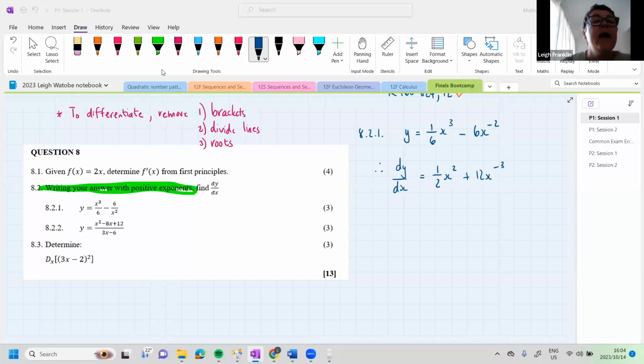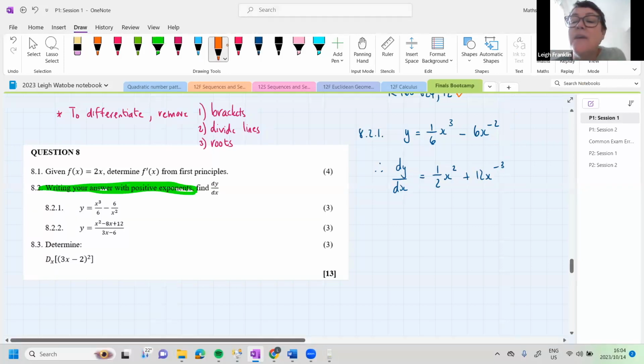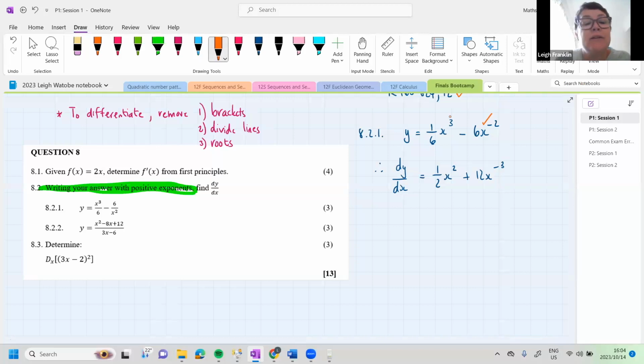Okay, so in questions like this, they would give you a mark on this first line for taking that x squared into the numerator and writing it with a negative. And then they normally give you marks on the terms. So sign, number, variable, and exponent. Okay, so that's why this particular one is out of 3. Let's look at the next one.